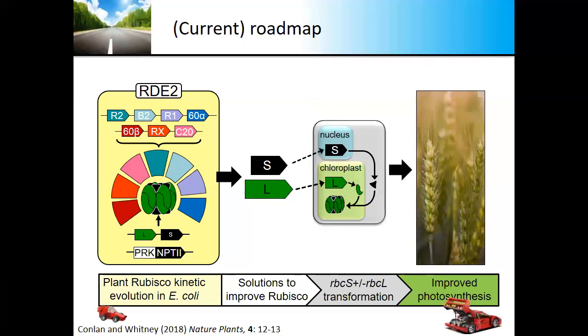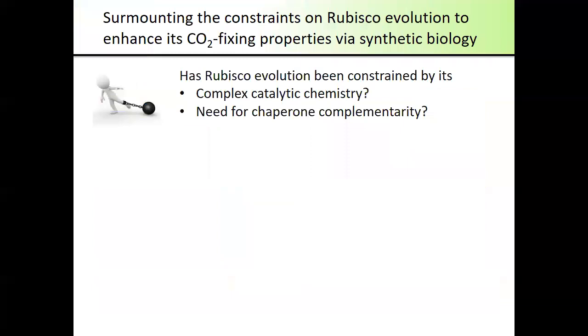Supercharging photosynthesis. So, in summary, yep, on time, cool. If we go back to the title of the talk, surmounting the constraints. Yeah, it sounded good at the time. Now it doesn't sound too good. But anyway, on Rubisco evolution. What we're trying to say is that maybe the evolution of Rubisco has been slowed by the fact it has a very complex catalytic chemistry, but also the requirement for chaperone complementarity.